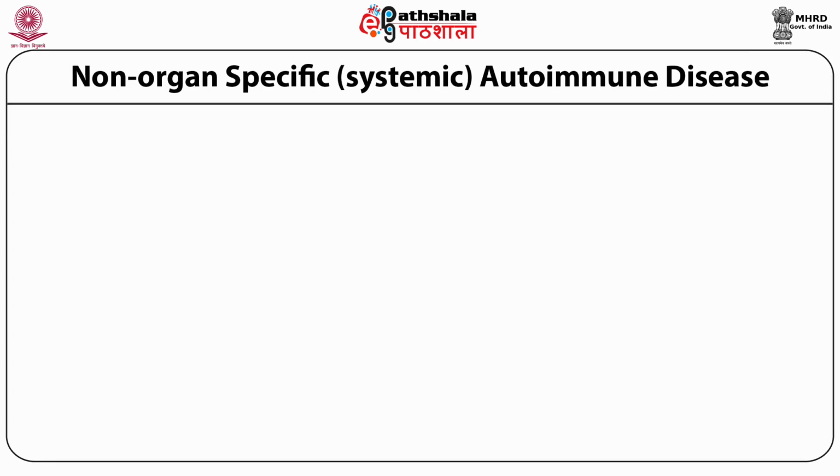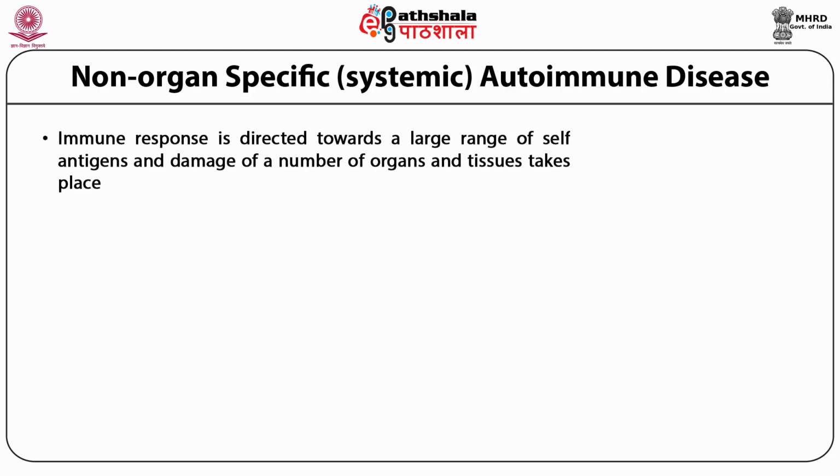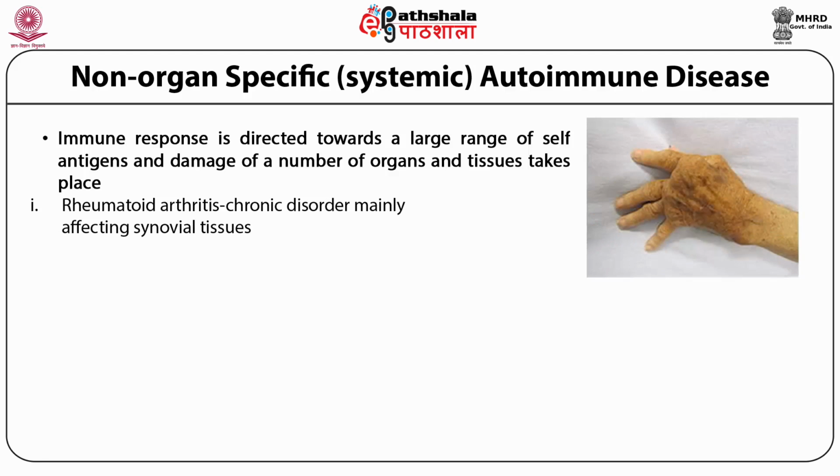Now next are non-organ specific or systemic autoimmune diseases. In systemic autoimmune diseases, the immune response is directed towards a large range of self-antigens and damage of a number of organs and tissues takes place. Rheumatoid arthritis. It is a systemic chronic disorder mainly affecting synovial tissues.